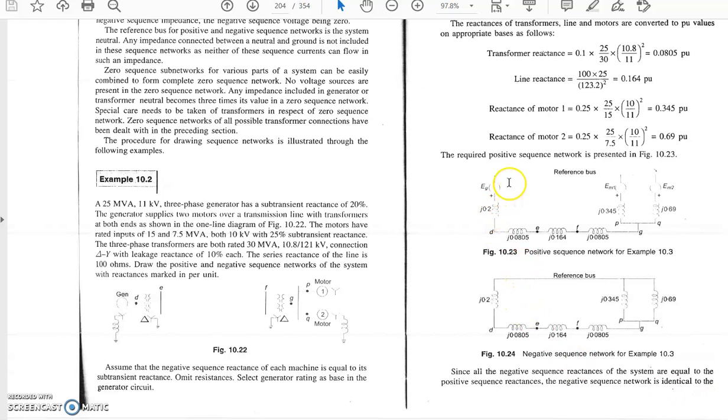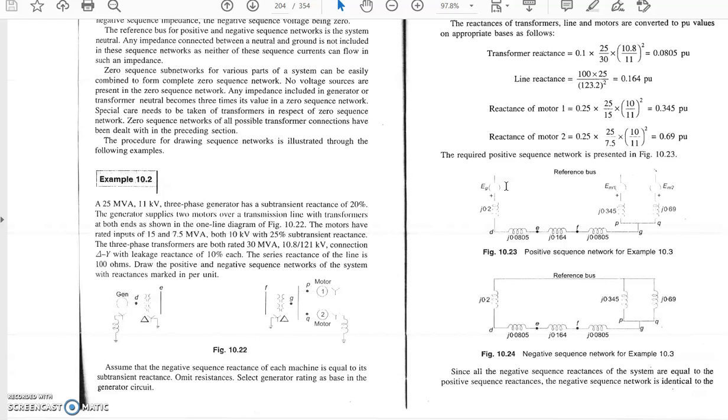So for the positive sequence network, the EMF induced is EG, then the positive sequence reactance of the machine, then the reactance of the transformer, then the line reactance, then the transformer T2, then motor 1, motor 2, and this is the induced EMF of the motors, and it is connected to the reference bus.